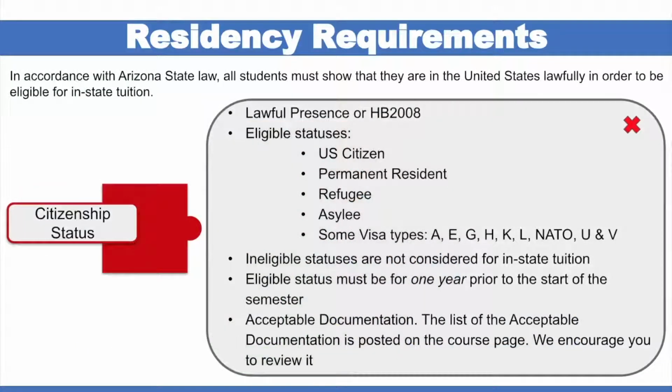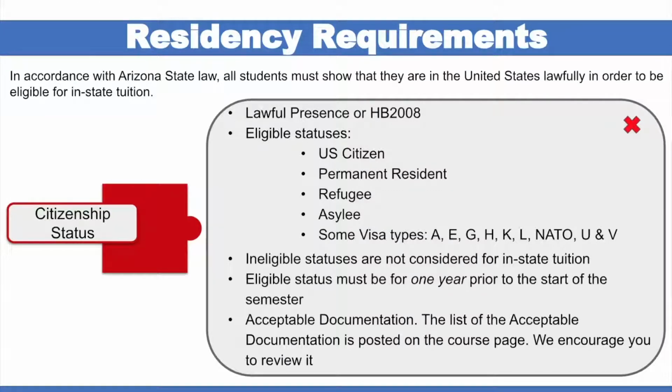The first part of the puzzle is the citizenship status. In accordance with Arizona law, all students must show that they are in the United States lawfully in order to be eligible for in-state tuition. This is usually called citizenship status, lawful presence, or HB 2008. There are many citizenship statuses and several are eligible for in-state tuition, but some are not. Eligible statuses include U.S. citizen, permanent resident, refugee, asylee, and some visa types, which are A, E, G, H, K, L, NATO, U, and V visas.